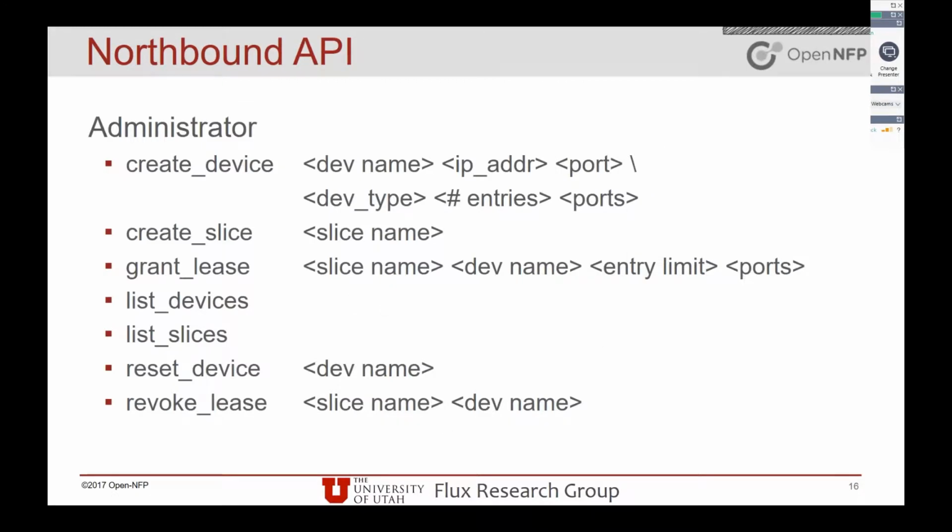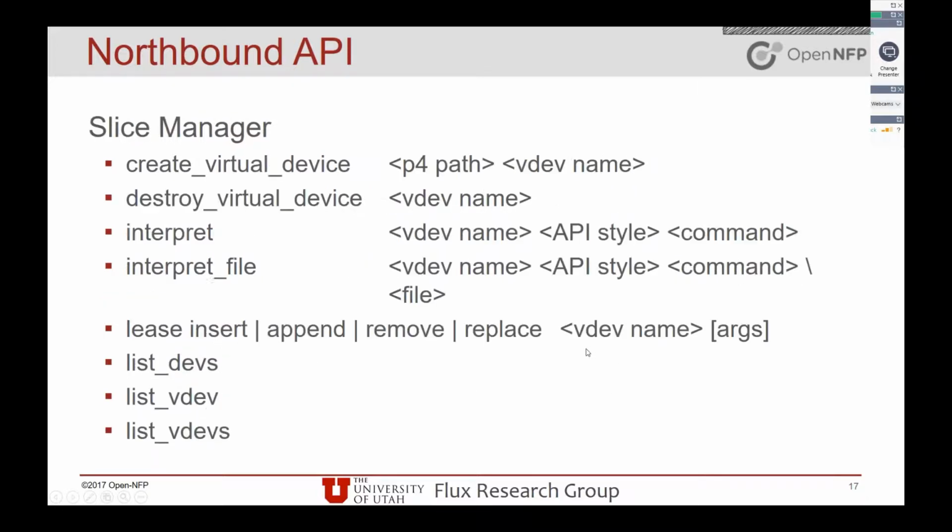So this just gives you an example of some of the commands available to the administrator for creating devices and slices and granting leases to associate those slices with those devices and define the constraints by which those slice managers must live. Some informational commands, and we can do some other emergency activities. We need to reset devices or revoke leases or what have you.